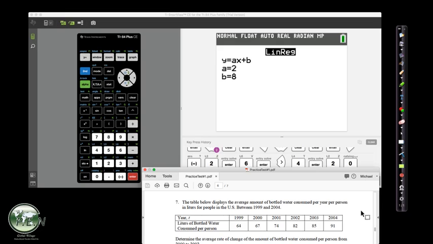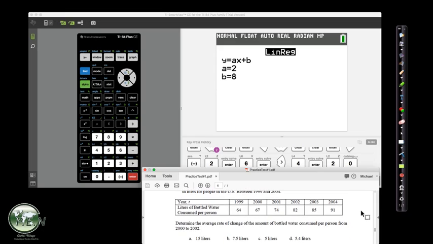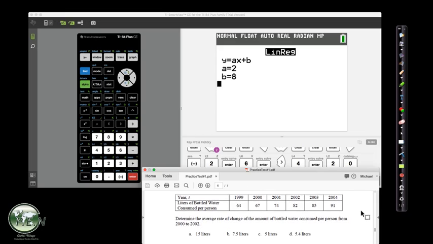The table below displays the average amount of bottled water consumed per year per person in liters for people in the U.S. between 1999 and 2004. Very good. Question here, though, is determine the average rate of change. And remember, you could stop watching this video at any time you get bored and don't want to see it. But if you are interested, this will really help out.